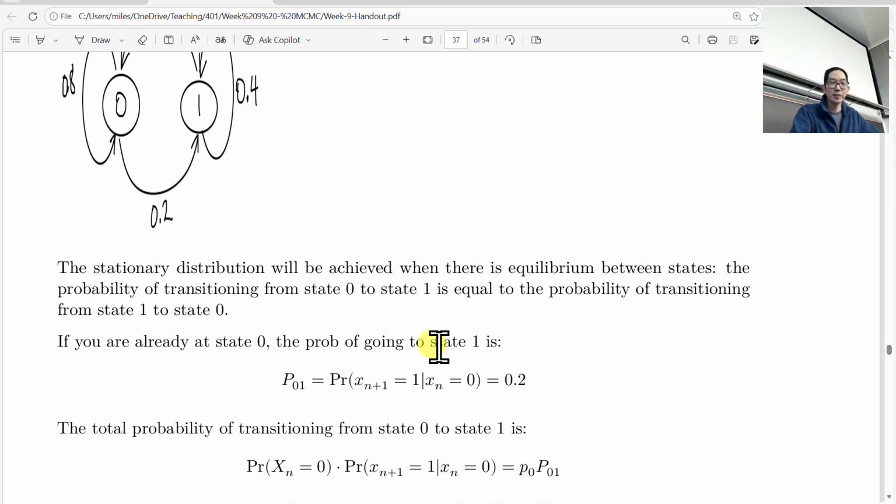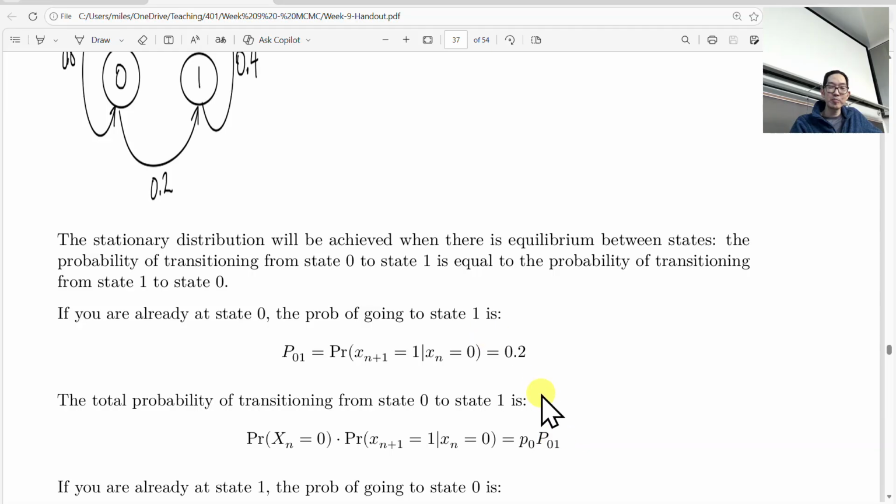So we can say if we start off at state 0, the probability of going to state 1 is basically this arrow, 0.2, okay? So that's the transition probability P01. And basically, the amount flowing from 0 to 1 is going to be how much starts off at 0. So that's going to be pi 0 times the transition probability P01. So that's basically how much is going in this direction.